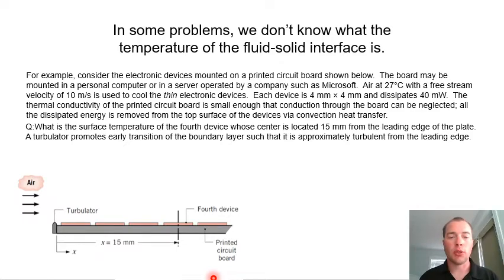We are also told that in this particular situation, a turbulator is present to promote early transition of the boundary layer, such that the boundary layer is approximately turbulent from the leading edge. This means that the boundary layer essentially has a very, very rapid transition to turbulence.